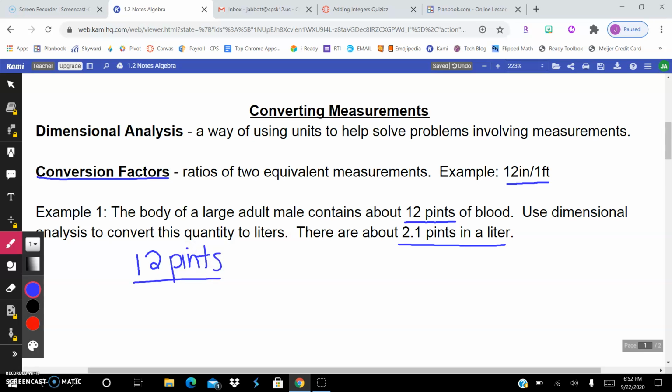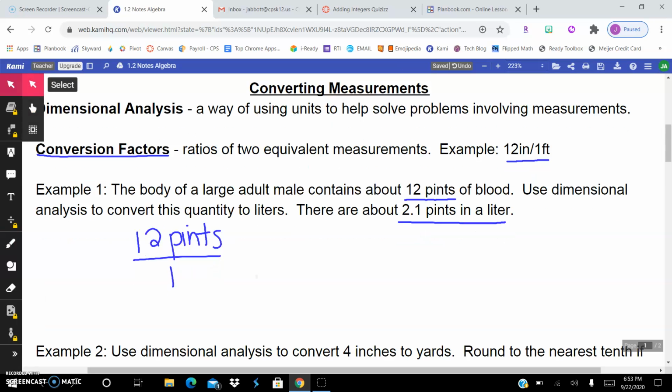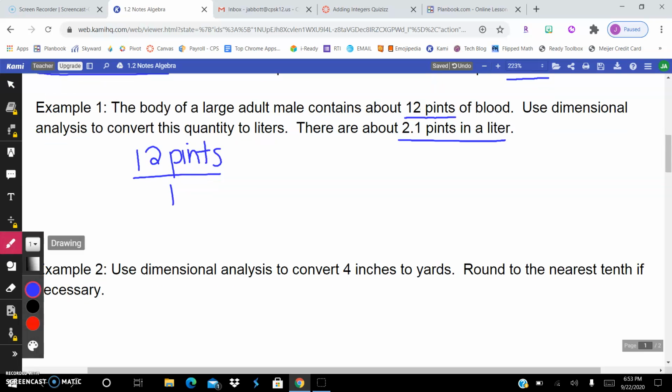And I'm just going to make it a fraction. I'm going to put 1 underneath of it. And we want to change this to liters. That is why they gave us the conversion factor that there's 2.1 pints in a liter. So we're going to have to multiply this by a conversion factor. If we want units to cancel out, we want to change them, then we have to have 1 on the top and 1 on the bottom.